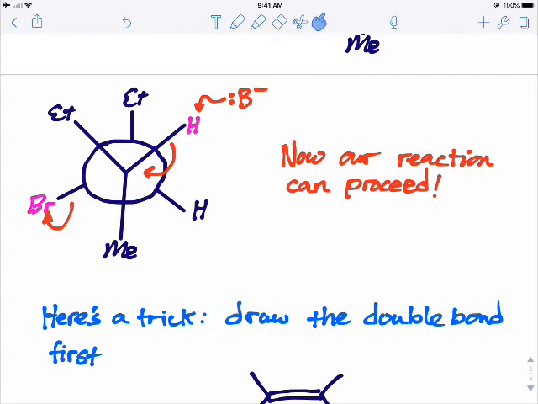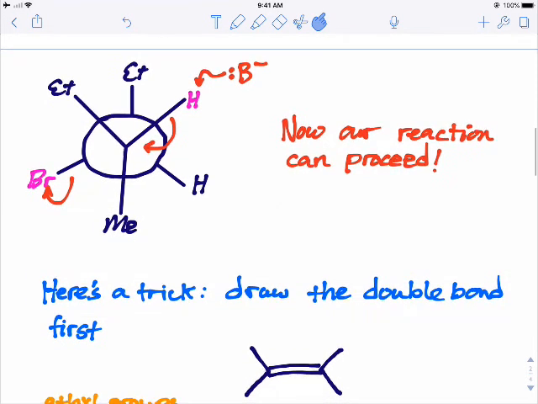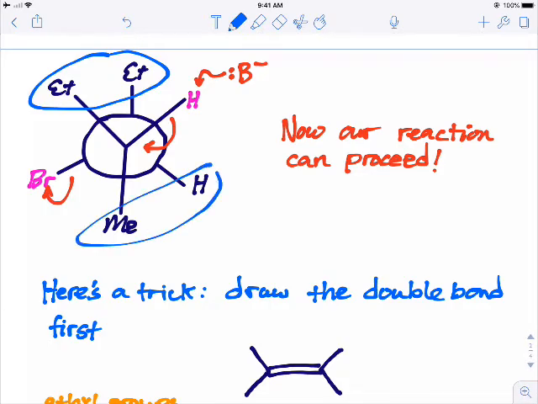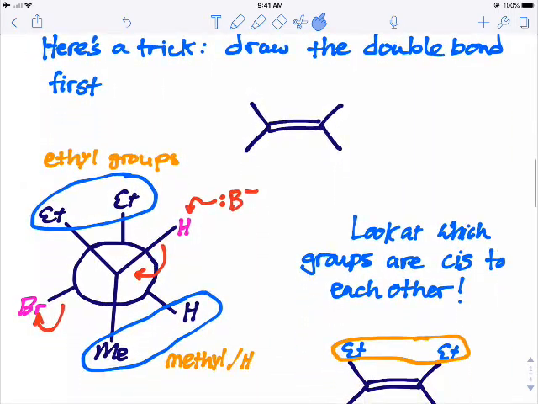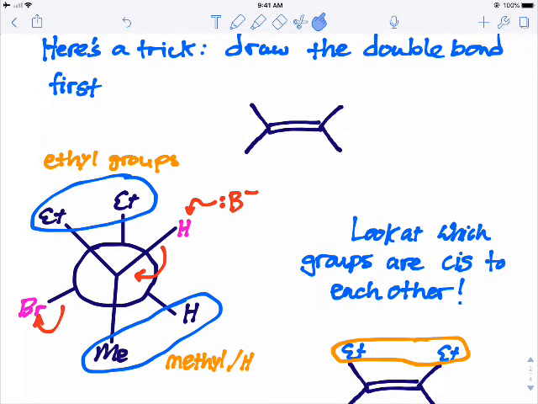Now, when this happens, look at where everything is relative to itself. Notice that we have these ethyl groups that are next to each other and the hydrogen and methyl that are next to each other. That's very important because once that pi bond forms and you can't rotate that bond anymore, those groups are locked in that relative position. So here's a trick. Just draw the double bond first. Draw a naked double bond. So there's our double bond with our four positions, our four substituents on it.